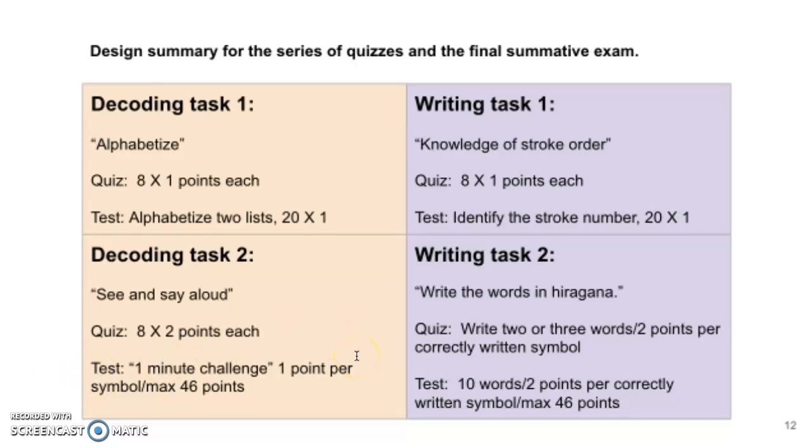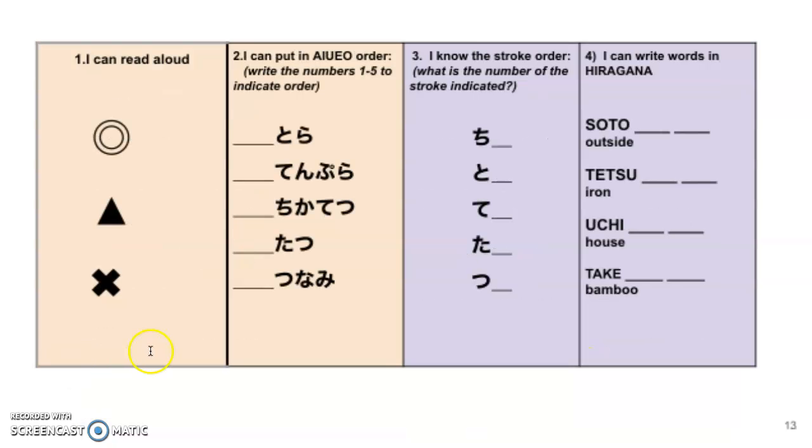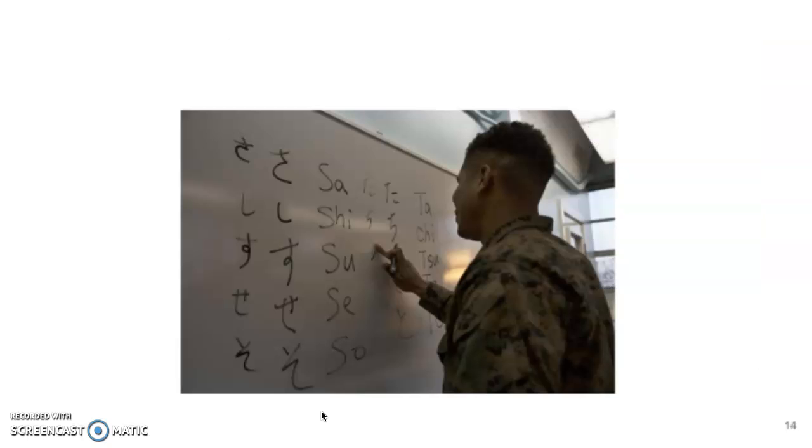So a design summary is that there are 4 tasks. There are 2 decoding tasks which are receptive, and there are 2 writing tasks, the knowledge of the stroke order and transliteration, which are production tasks. And this is what the whole thing looks like. This is what the student sees. There are 4 components, and these can be done in just a very brief time because each quiz is very limited, so these can be done very quickly.